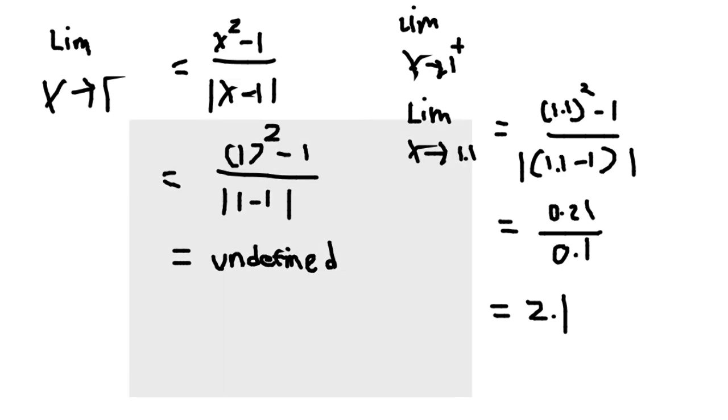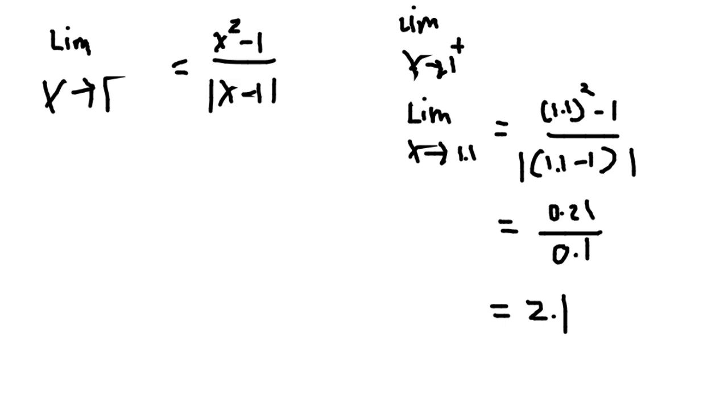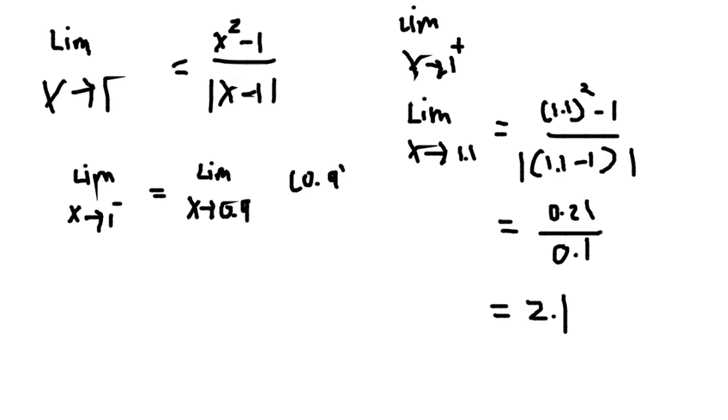So now let's try the left side. What is the limit as x approaches 1 from the left side of the function (x squared minus 1) divided by the absolute value of (x minus 1)? Let's just pick a number that is closer to 1, but on the left side of the number line. So let's say 0.9. We're just going to plug it here: 0.9 squared minus 1, then 0.9 minus 1.